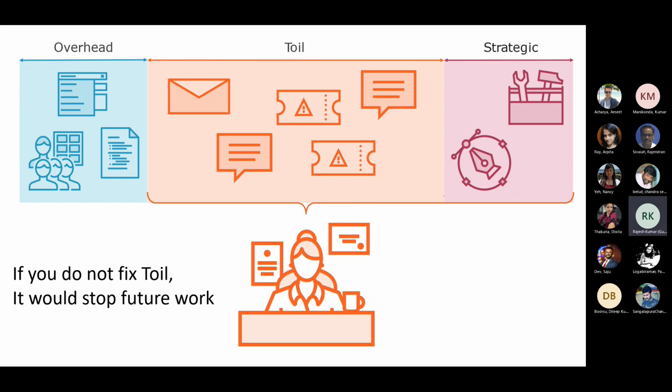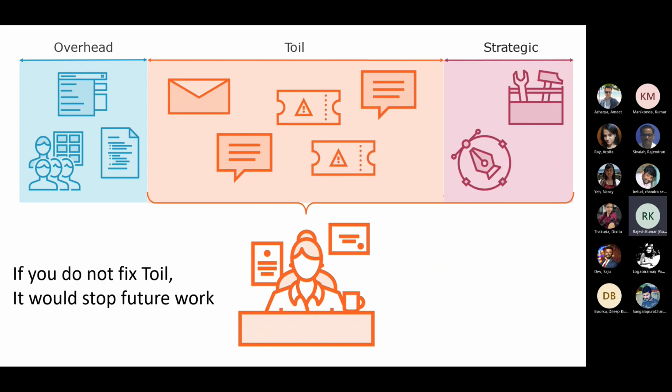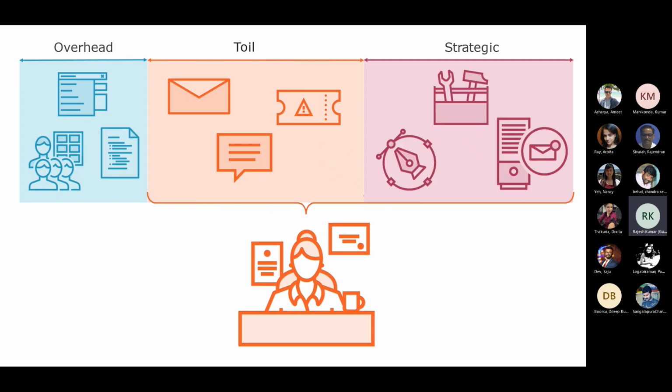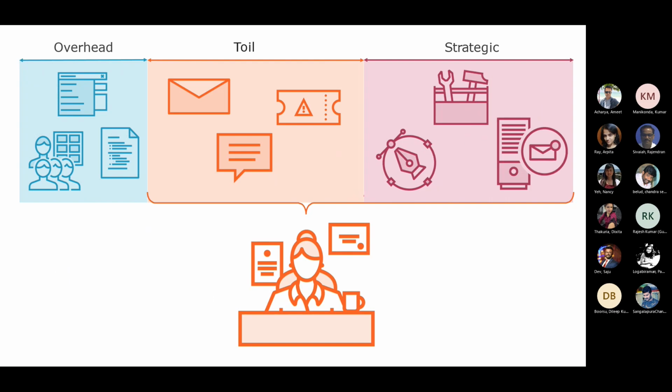If you do not fix toil, the strategic work will be compromised. Look at this here. The organization will stop growing. And the moment the organization stops growing with no strategic work, then in a few years you will become obsolete. So see the importance of toil. Toil should not grow because it will impact your strategic work. Correct, ma'am? Yes.